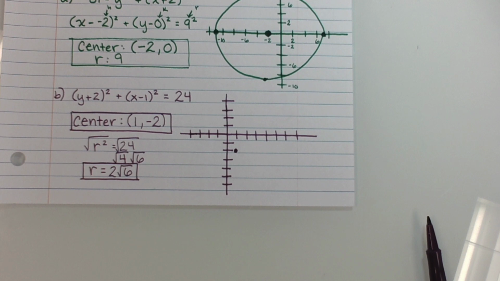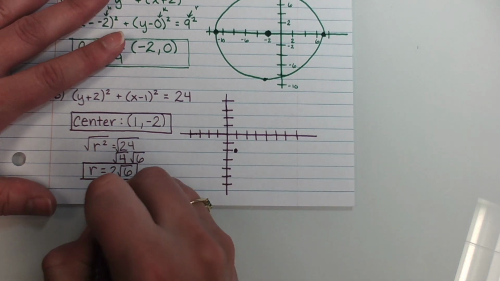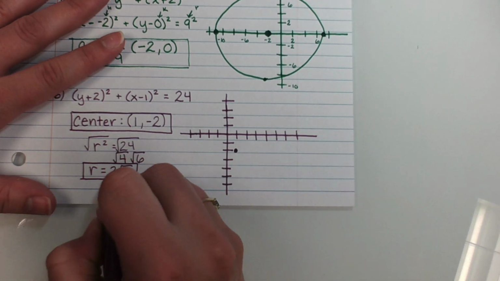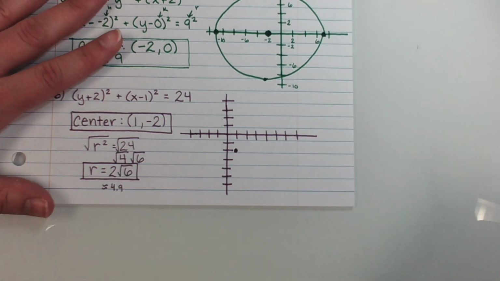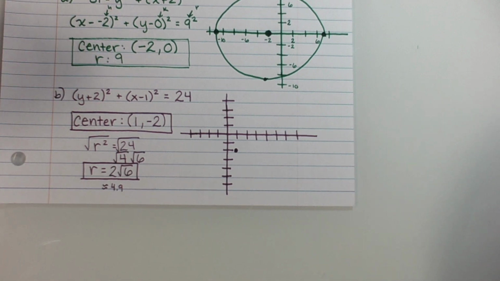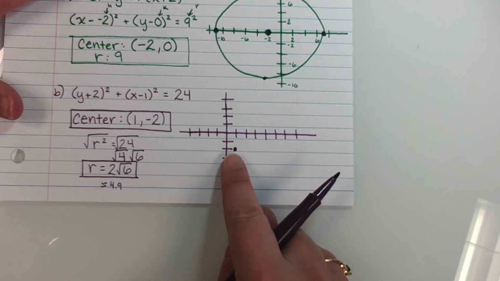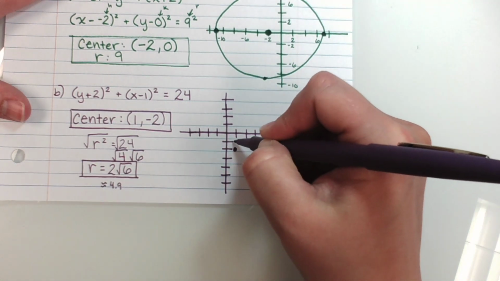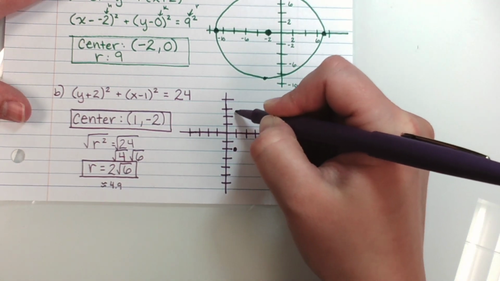What's the square root of 24 as a decimal? So probably about 4.9, because again, we're graphing. Do I need to go to 2 decimal places for graphing? Probably not. 1 decimal place is going to give me an idea of, from this point, I'm going to go up about 4.9, left about 4.9, right about 4.9. Okay. 1, 2, 3, 4, not quite 5.